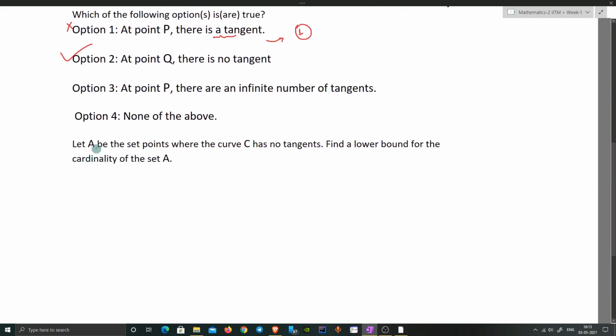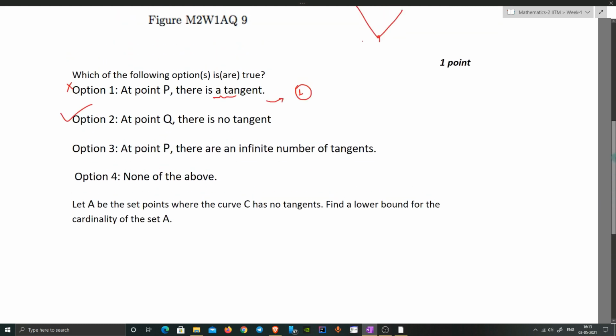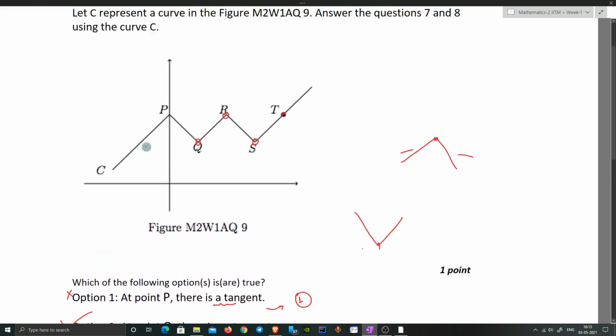Alright, we also have: let A be the set of points where the curve has no tangents. Find the lower bound for the cardinality of set A. For the given graph, at all the points where the graph changes its direction, that is P, Q, R and S, we cannot draw any tangent. What about T? At T the graph is not changing its direction, so we can draw a tangent, which will coincide with the graph, something like this.